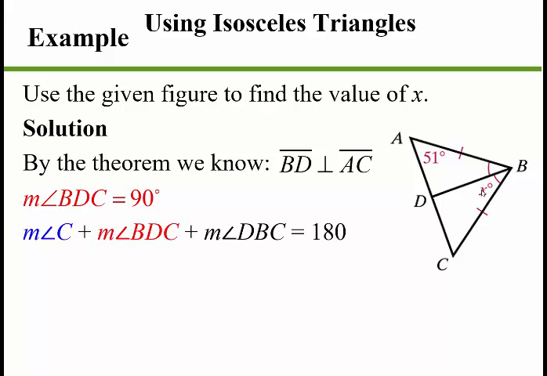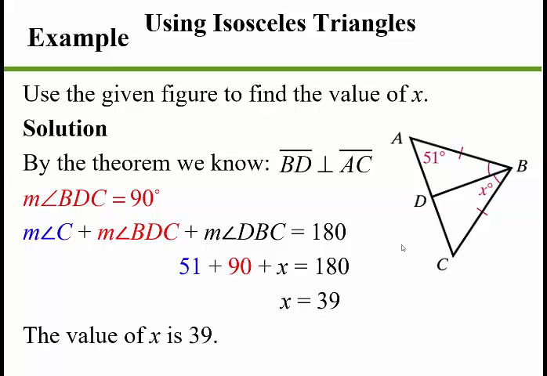It must be that the measure of angle C plus the measure of angle BDC, and the measure of angle DBC, X, which we're looking for, must be 180 degrees. So simply 51 plus 90 plus X is 180 degrees. Adding these up and subtracting from 180, you get angle X is equal to 39 degrees. And that's what we're seeing right here by using that theorem.